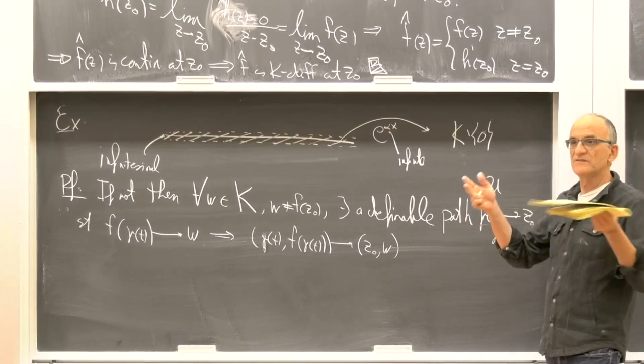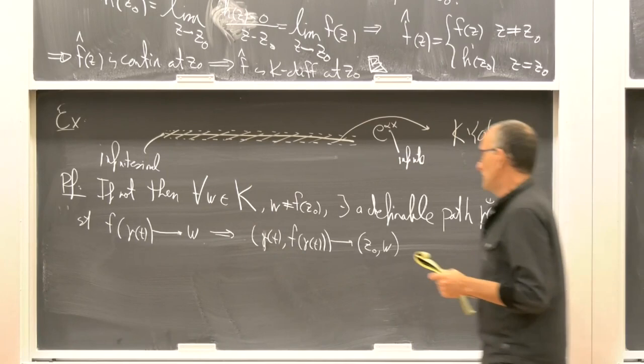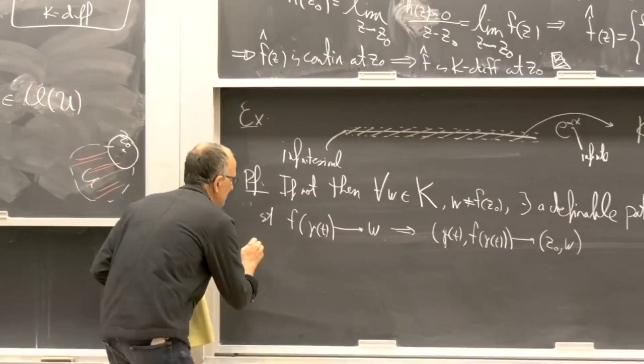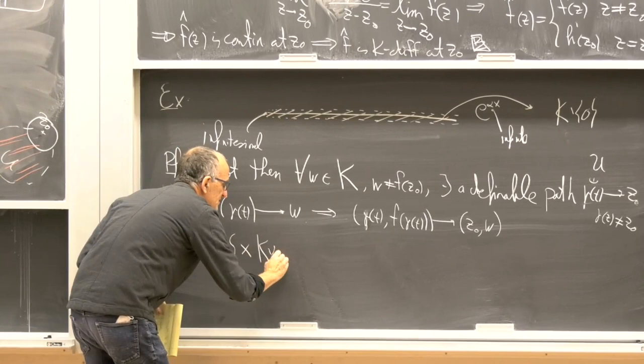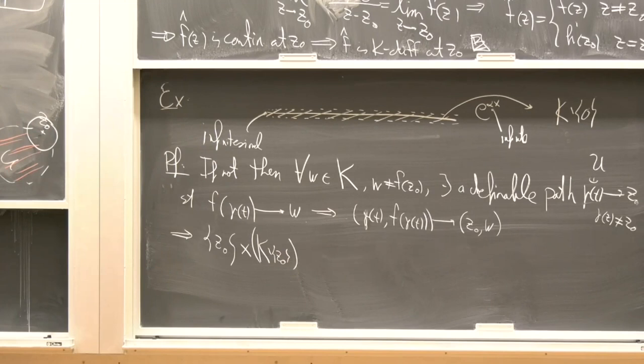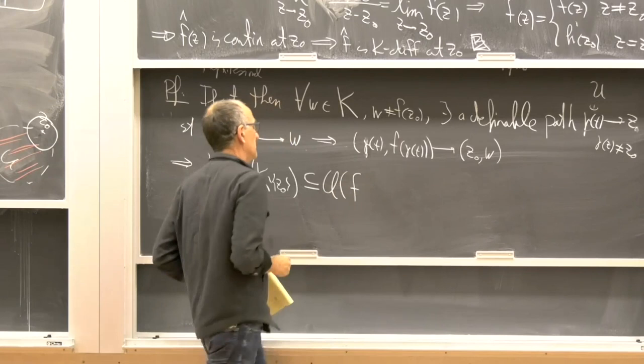And I don't assume any continuity or existence of limits. So I just remove one point from the image and I will show that it's dense outside this point, but then it's dense everywhere. All right, but then on the product space, notice that since this can be done for any W, Z zero cross K, possibly without Z zero, but as I said, it doesn't matter because once this is contained in the closure, everything will be contained in the closure. It's contained in the closure of F restricted to U.